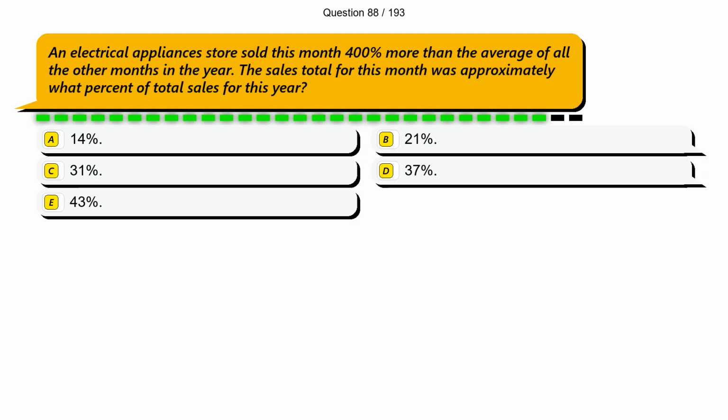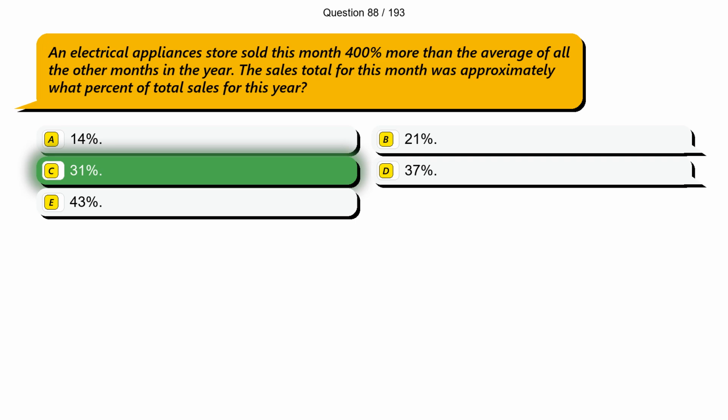Question 88. An electrical appliances store sold this month 400% more than the average of all the other months in the year. The sales total for this month was approximately what percent of total sales for this year? Option A, 14%. Option B, 21%. Option C, 31%. Option D, 37%. Option E, 43%.